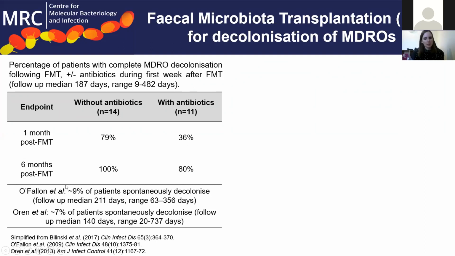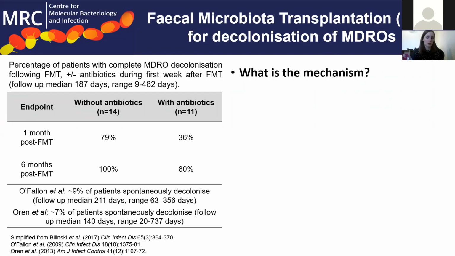But at 6 months, we can see that these numbers increase even more. They didn't do a control group in this case with patients that did not receive FMT, because some patients on their own can spontaneously decolonize these multidrug-resistant bacteria. But other studies found a spontaneous decolonization rate of almost 7% in one study and 9% in the other study. So either way, it seems that FMT treatment is having a large impact on decolonizing the gut.